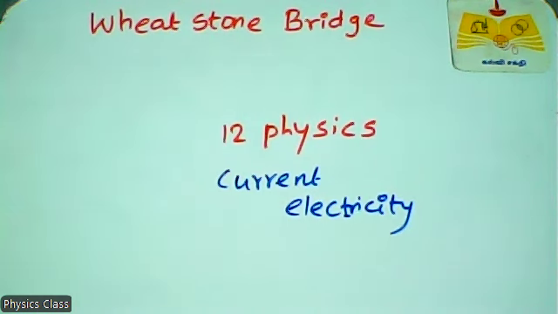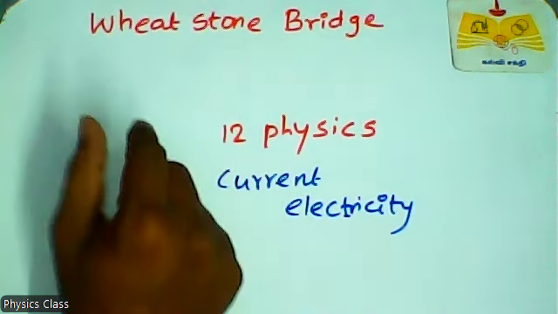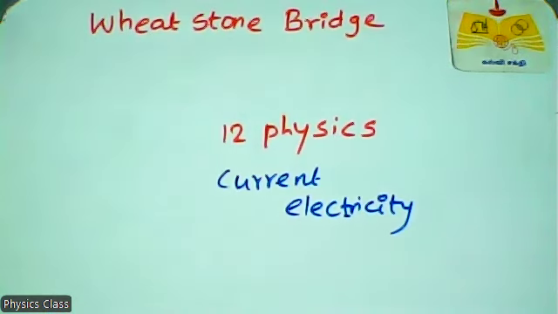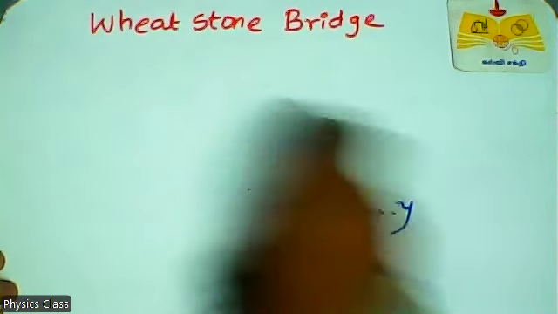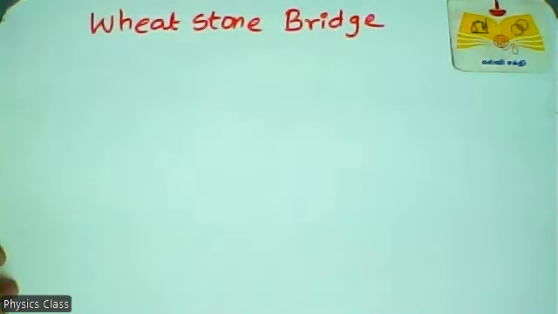So 12th physics, unit name, that is chapter name, current electricity, and topic name Wheatstone bridge. Okay, so this is one 8 mark question. Before going into that Wheatstone bridge, we have to know the two basic laws that belong to current electricity, that is Kirchhoff's laws.